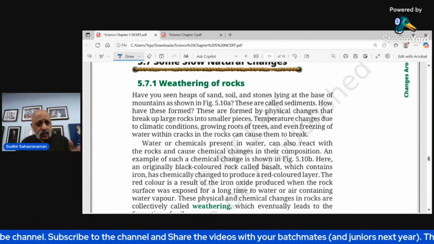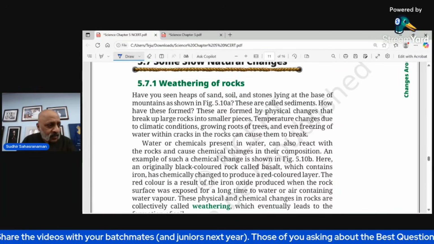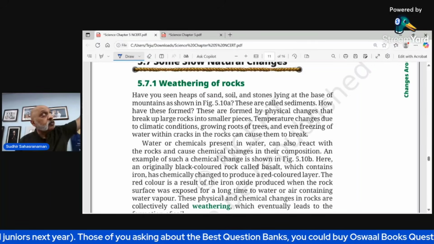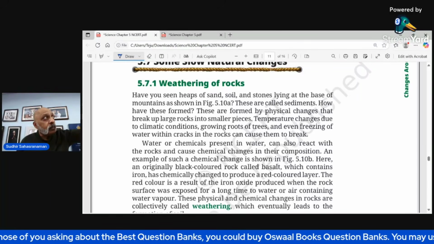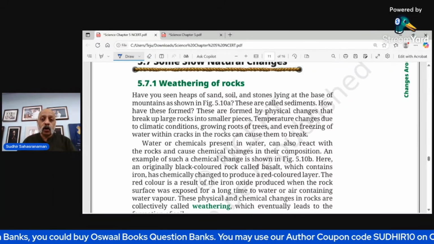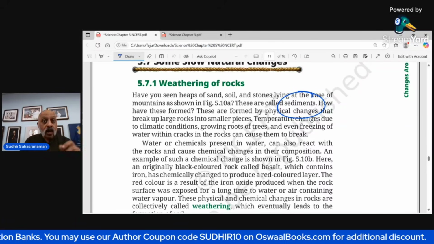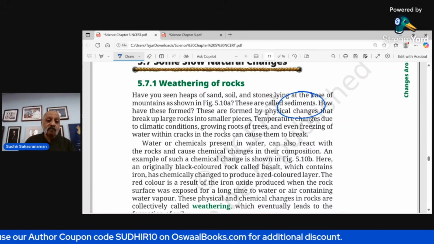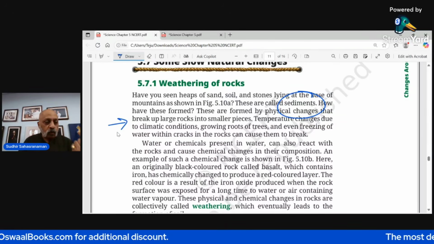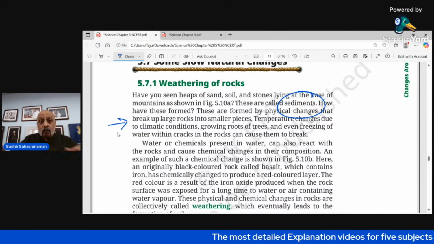When you see many soils and small pieces of stones at the base of the mountains, how did they arrive there? They have come from the top. From the top, they have got broken due to weathering of rocks, come down and are lying at the bottom of the mountain, and there they are called sediments of those rocks. They are formed because the bigger rocks have broken into smaller pieces. It could be because of temperature change, it could be because of water, it could be sometimes because of roots growing and then breaking the rocks.